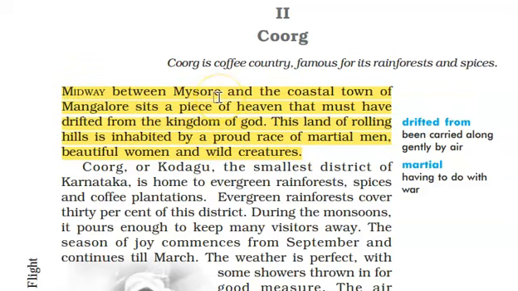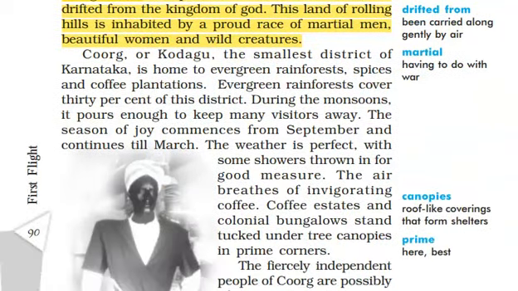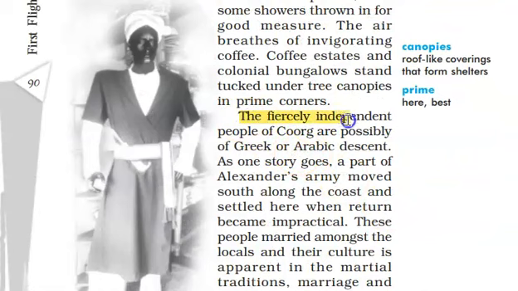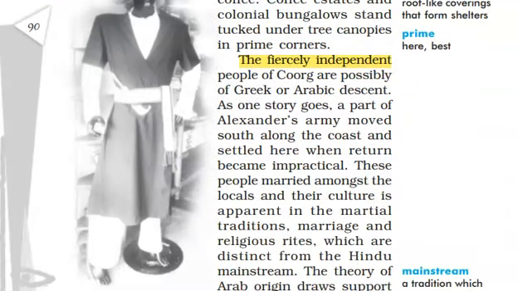For answering the location of Coorg, you can read this paragraph. Midway between Mysore and the coastal town of Mangalore sits a piece of heaven that must have drifted from the kingdom of God. In simple words, you can write Coorg is located midway between Mysore and the coastal town of Mangalore. Now the second part of the question, 2 characteristics about the people of Coorg. This is characteristic number 1. They are fiercely independent and they are brave.